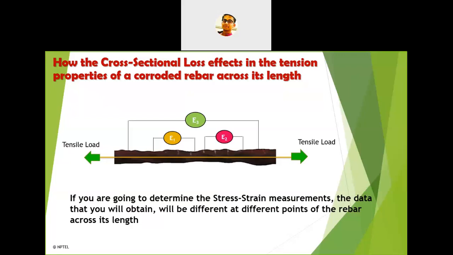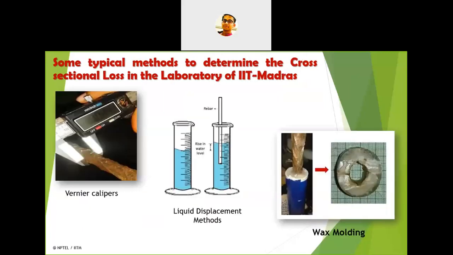Similarly, we'll see some of the effects of why it is quite difficult to find out the cross section loss. In IIT Madras, they did some tests: the vernier caliper, liquid displacement method, and wax molding. In the liquid displacement method, they tried to find the cross section loss by how much liquid has been displaced. They tried different types of solutions, but it didn't work. You can see how much volume of liquid has been displaced, but it's quite difficult to say how much the cross section loss is.